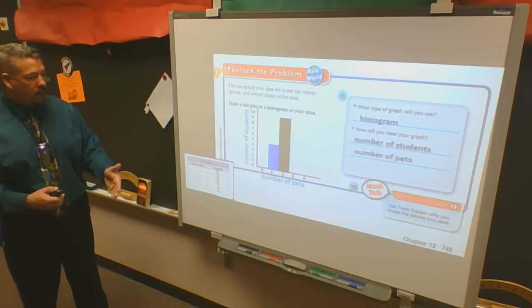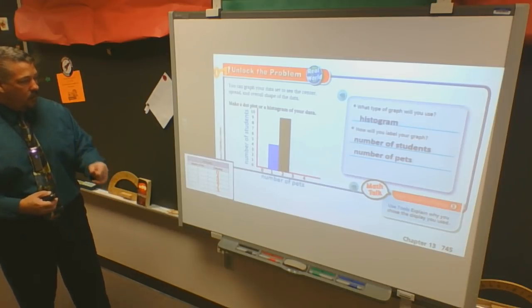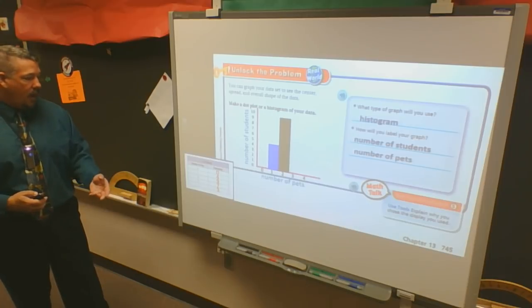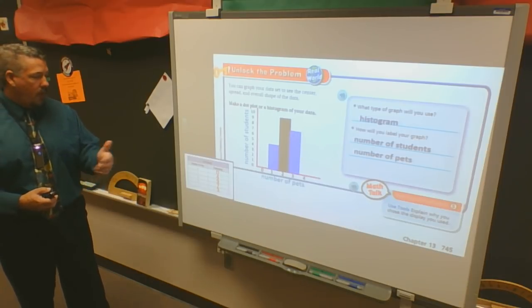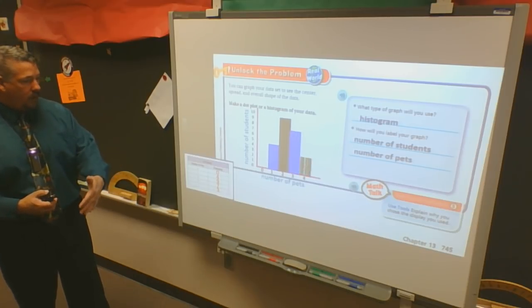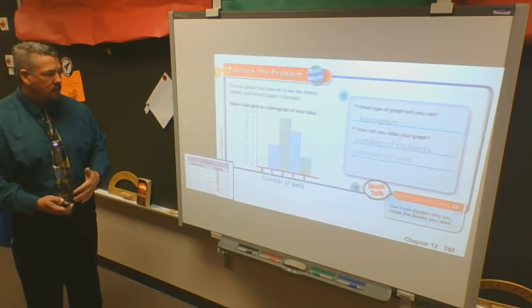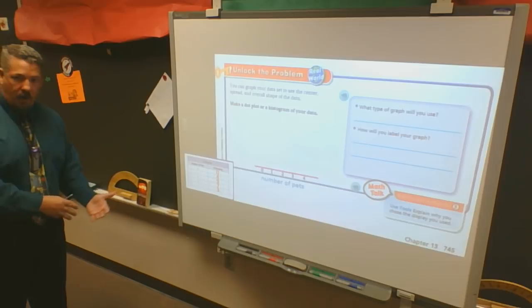Then I start building. For 1 pet, we had 4. And then for 2 pets, we have 9. And then for 3 pets, we have 7. And then for 4 pets, we only had 3. All right. So with that information, then I look at the second possibility.